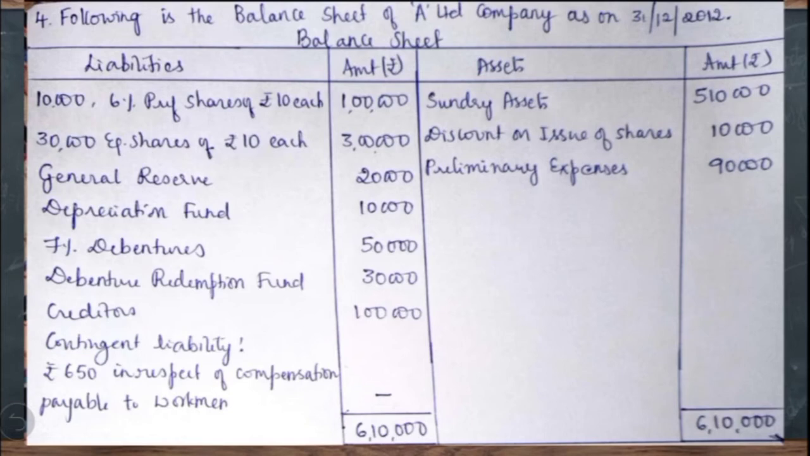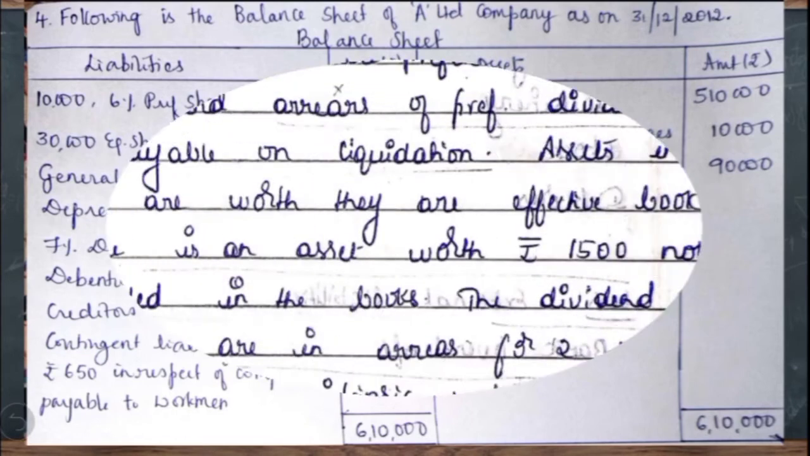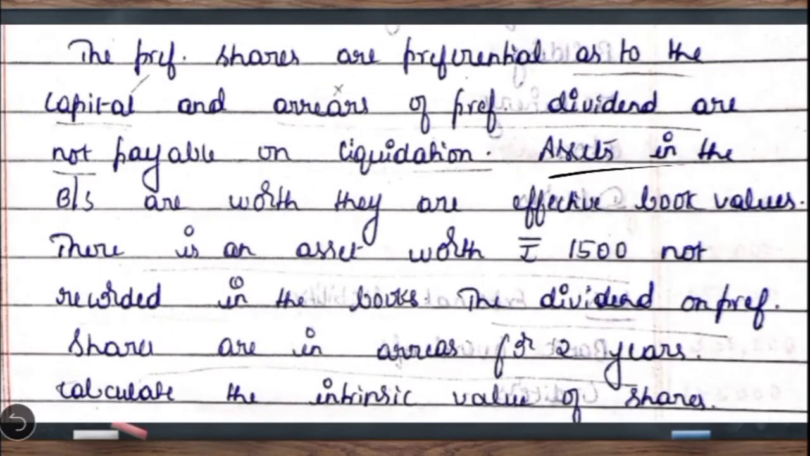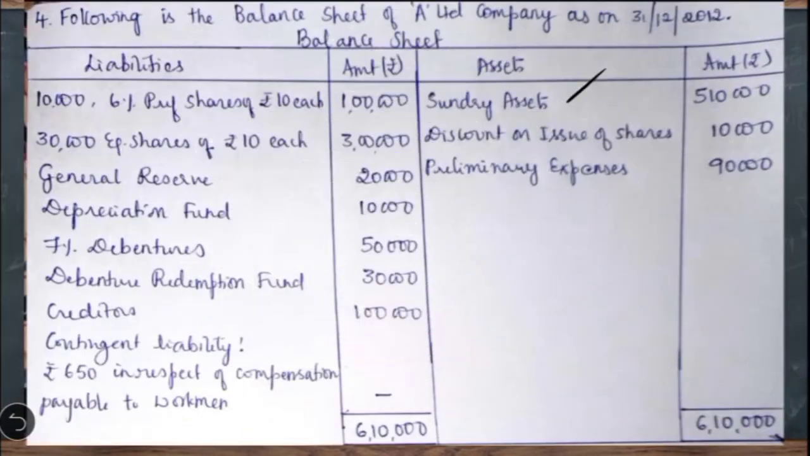Coming to the asset side, they have given sundry assets. How much is the book value given here? 5,10,000. In the paragraph, it is given that assets in the balance sheet, the sundry assets, are worth their effective book values. So whatever book value is given in the question, that itself is the present value.